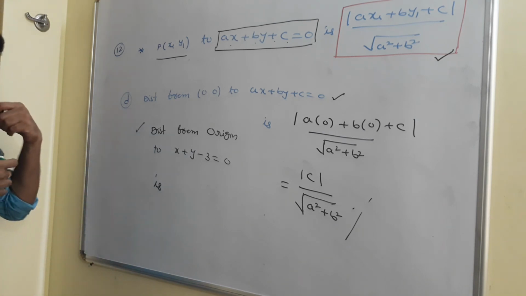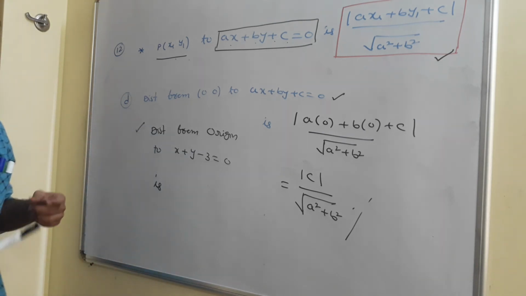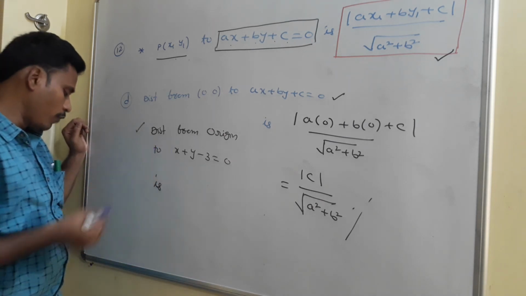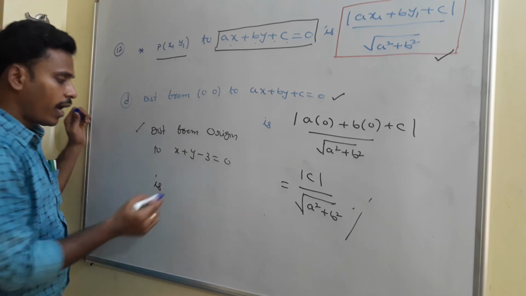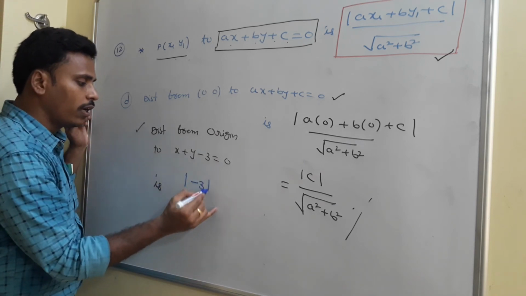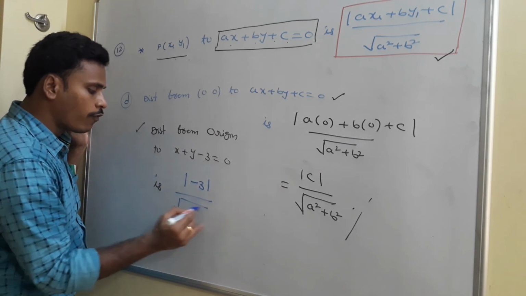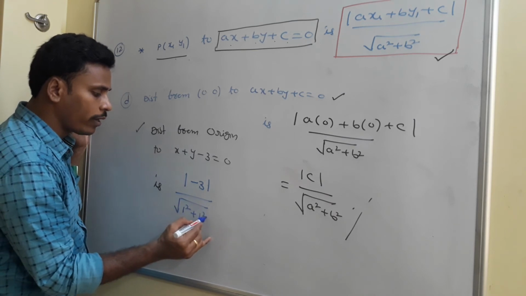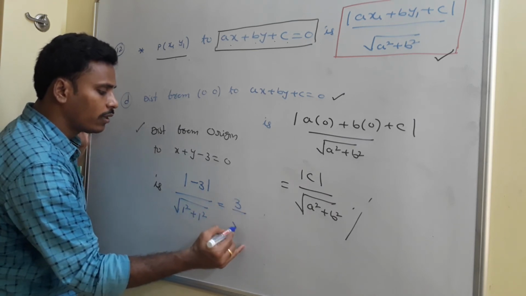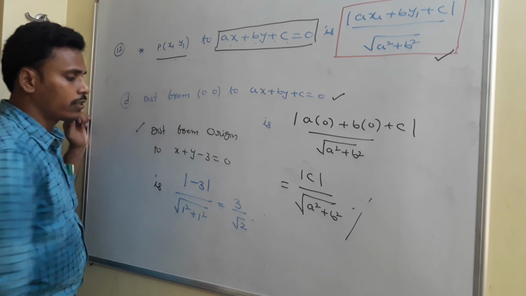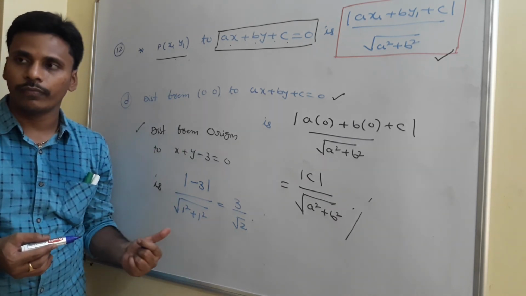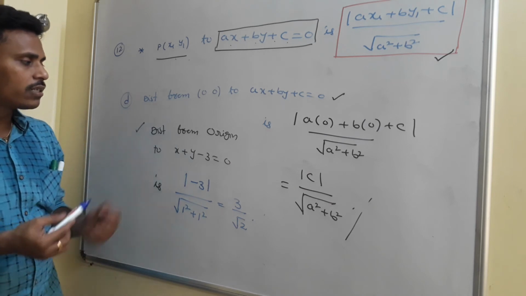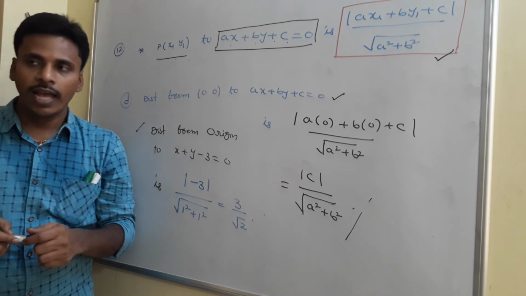So you need to identify what is A, what is B, what is C from the line. On identification, your A is x coefficient 1, B is y coefficient 1, C is minus 3, and that is modulus of minus 3 divided by root of 1 square plus 1 square. And it directly gives us 3 by root 2 units. So 3 by root 2 units is the distance from origin to this particular line. So this is the way to find the distance from origin to a line. Have a look at this.